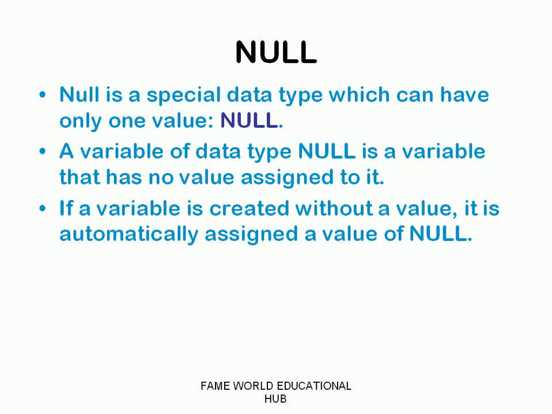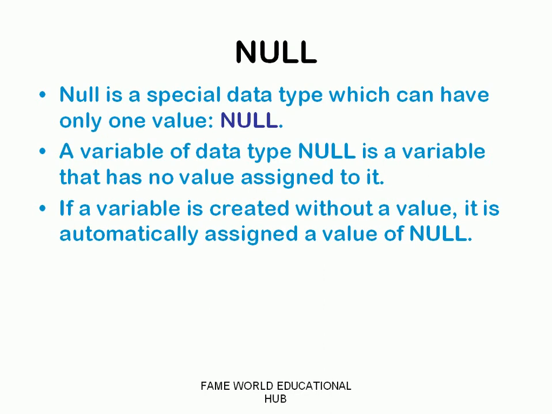Next, coming to null. You must be knowing that null means nothing. Yes, null means nothing. And it is a special data type which can have only one value, that is null. A variable of data type null is a variable that has no value assigned to it. Whenever we want to declare a variable which is having no value, at that time we can give it null.